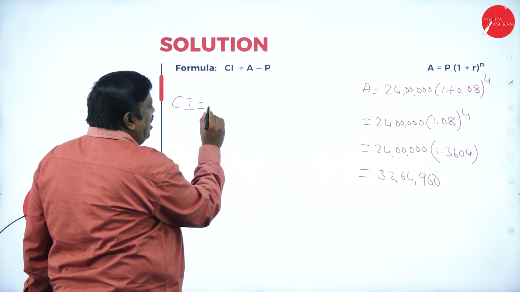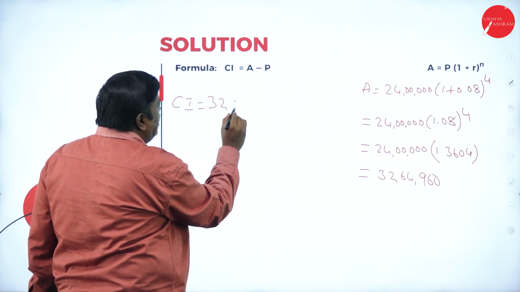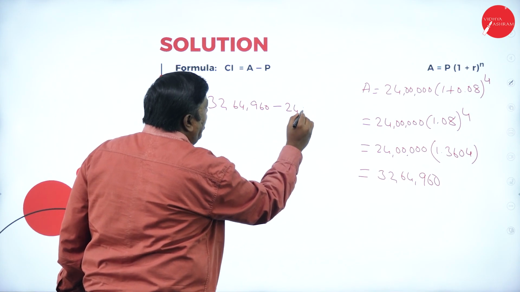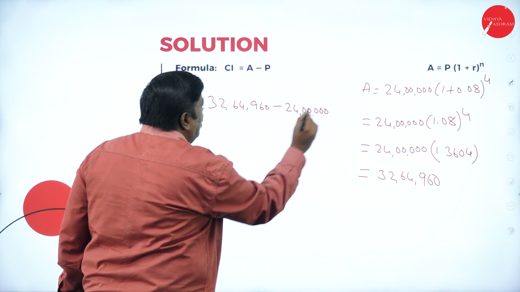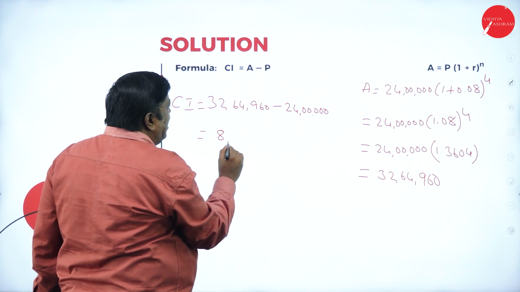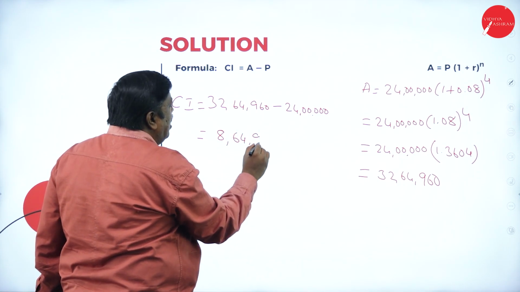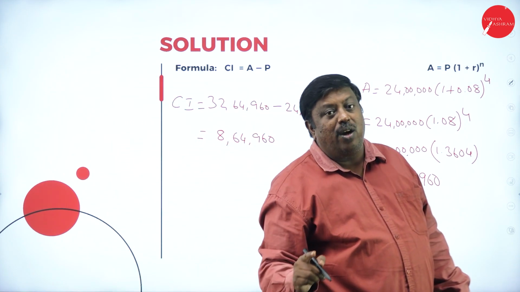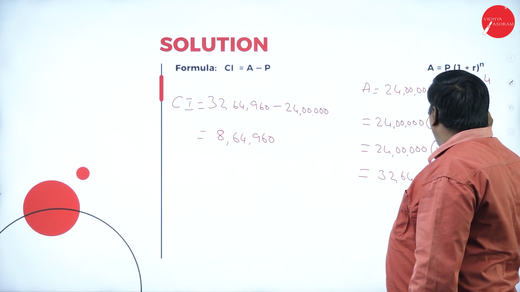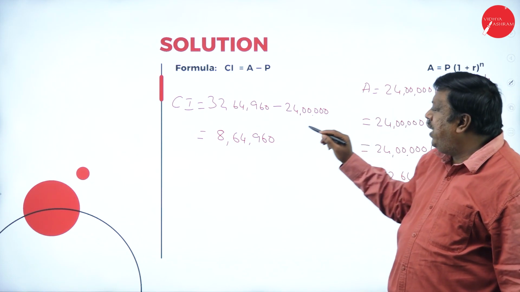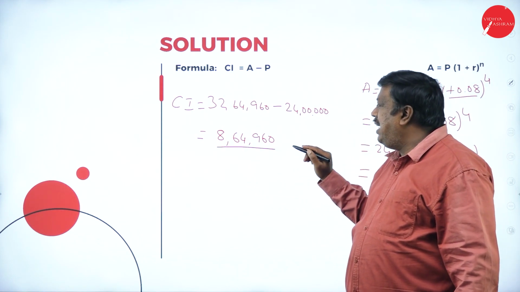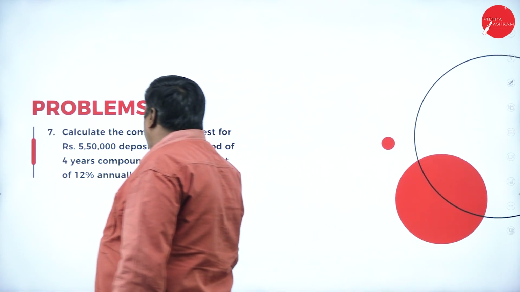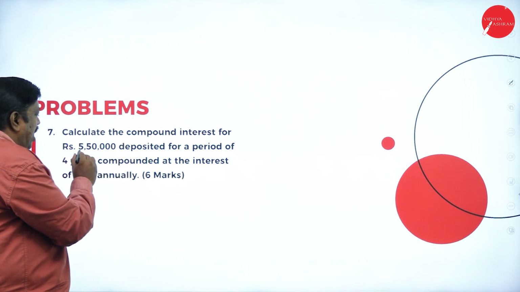Compound interest is equal to 32,64,960 minus 24 lakhs. So it will be 8,64,960. If I deposit 24 lakhs for a period of 4 years at the rate of 8%, the amount of interest I earn here is 8,64,960. In the next concept we have taken here, the amount is 5,50,000.